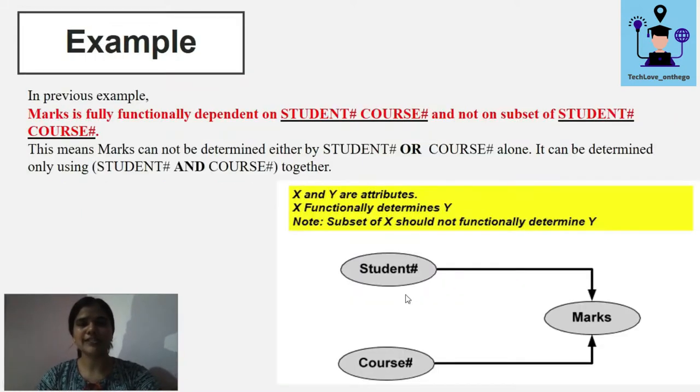Let's move forward to the example. From the previous example, we can see the student number and the course number in a group can uniquely identify the other attribute, which is the marks attribute. If you say course number alone can identify the marks, that doesn't hold in the case of full functional dependency. So here student number and course number in a composite manner are able to identify the marks. No subset of this composite key is able to identify marks in this relation.